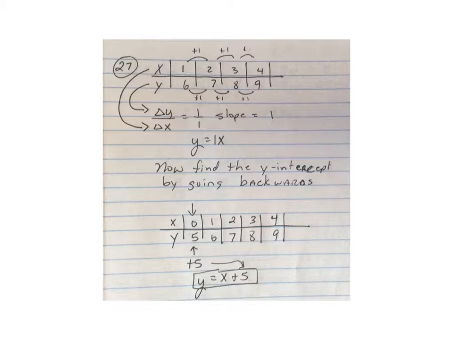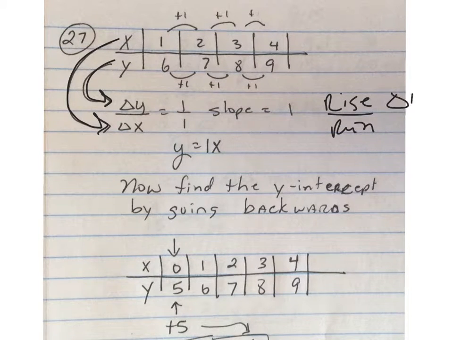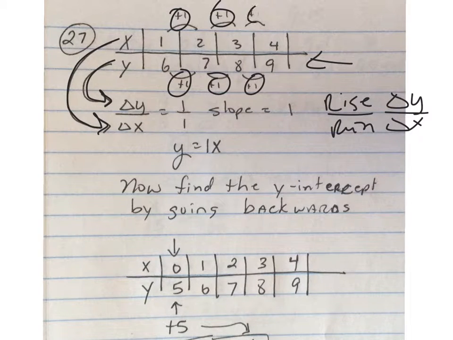On number 27, it gives you a table. You had to find the rate of change. Well, you notice here's your x's, and here's your y's. And remember, it's rise over run. So change in y over change in x. Your y's happen to be here on the bottom. So they're all a 1-to-1 ratio. So it's y equals 1x.